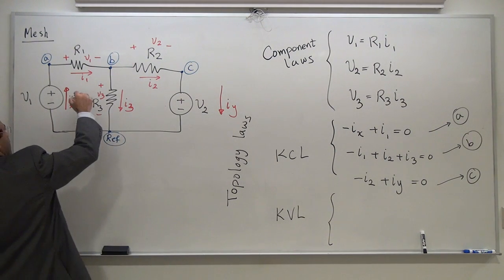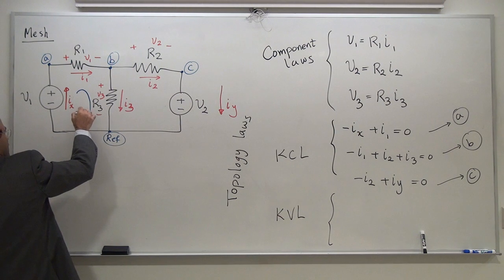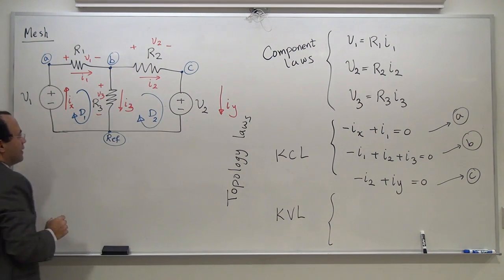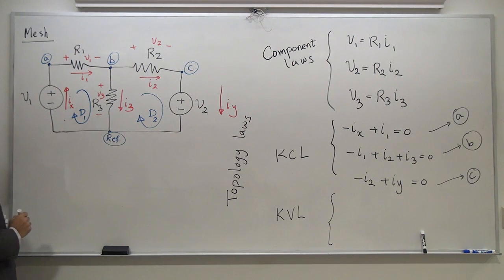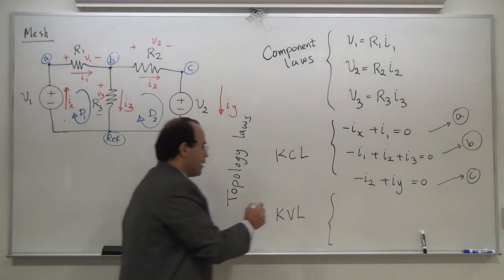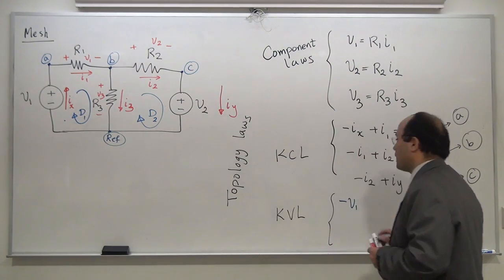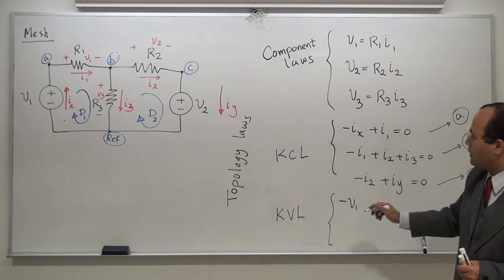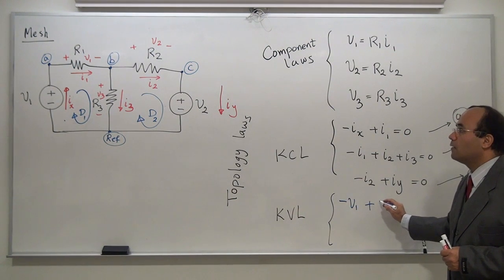So let's go. For the comfort of the analysis, I'm going to assign a clockwise direction. That's going to be D1 and D2. I'm going to start from one point. If I hit a minus polarity first, it's going to be minus. If I hit a plus polarity first, I'm going to have it plus. In this case, I have minus V1 for loop number 1, because I see minus first. Then I get to R1 or V1, I see plus.